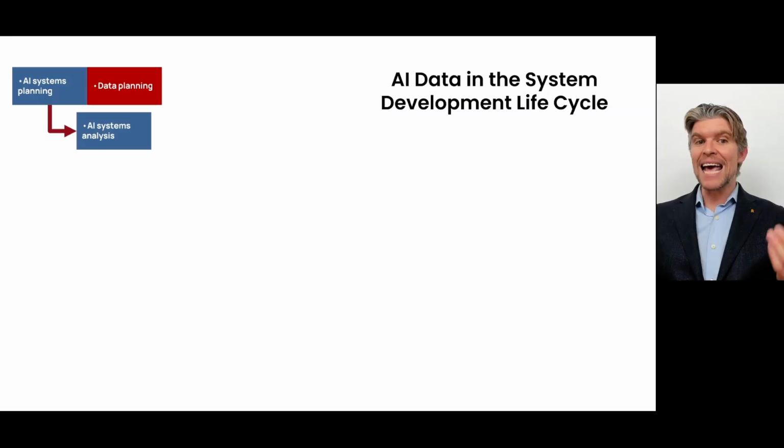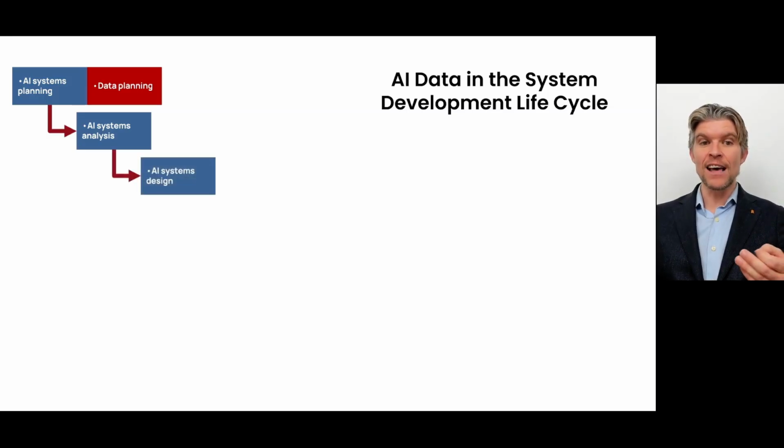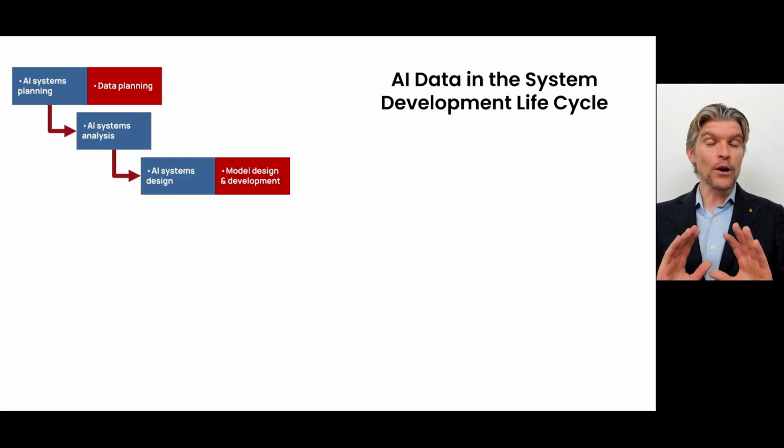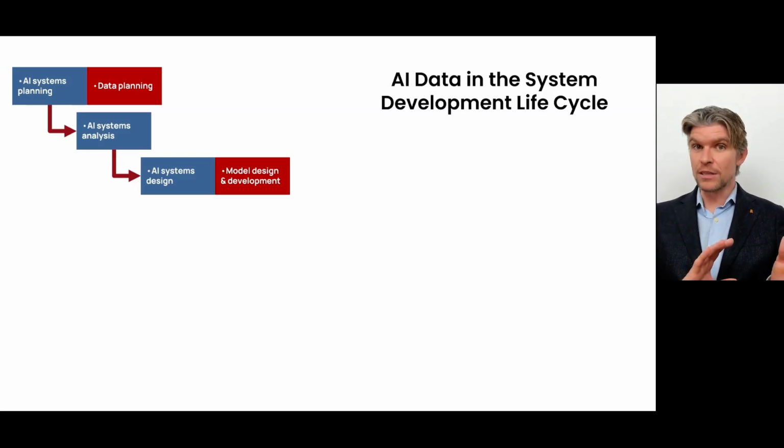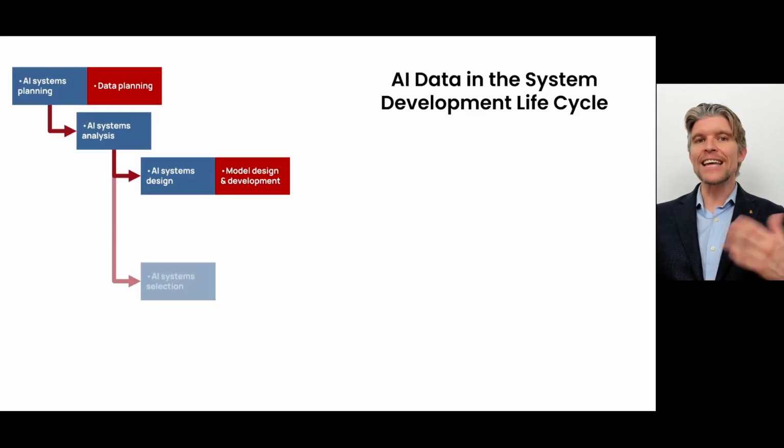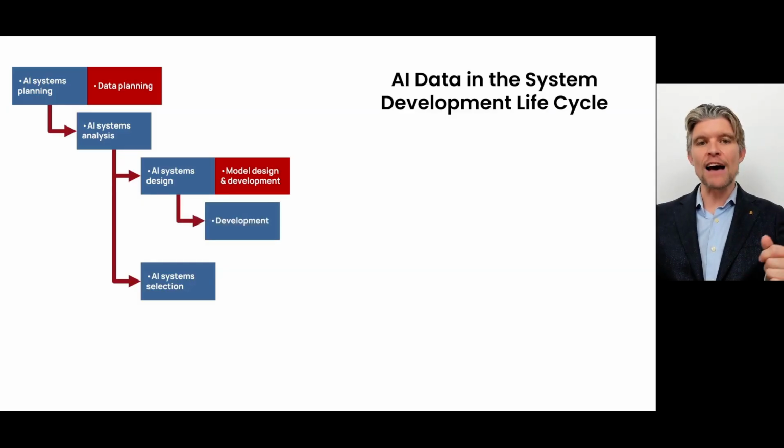We're going to do an AI systems analysis. We could either have an AI system design if we're doing this in-house. The difference here is we're going to be creating things like model design, actually creating the model itself. Sometimes we're just going to take something relatively off the shelf, and there we're rather going to do a selection. If we're doing it ourselves, we're going to have our development.